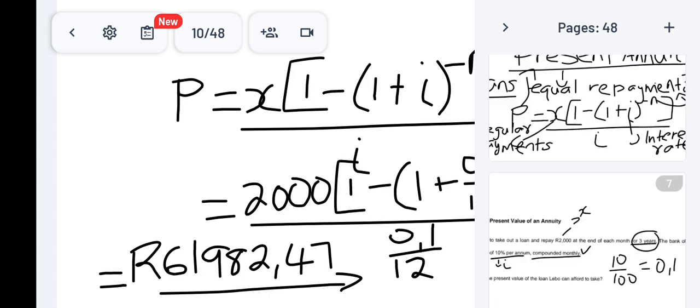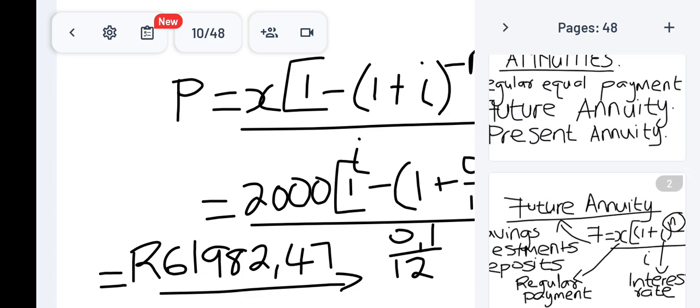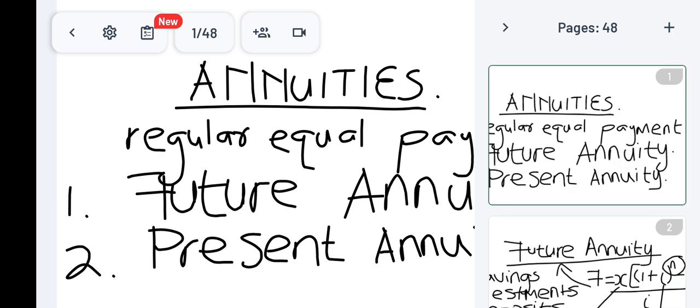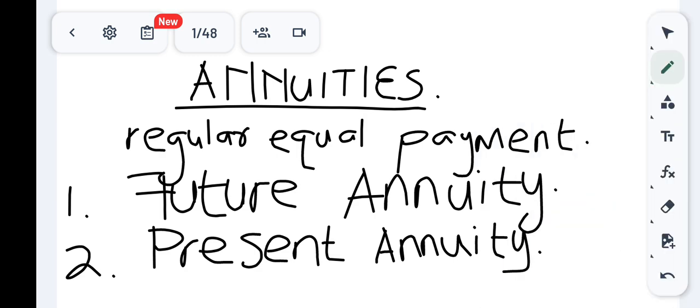Good people, we will do more activities on annuities. We will still continue with financial mathematics: outstanding balance of a loan, also sinking funds, and then we will continue with doing past exam papers.